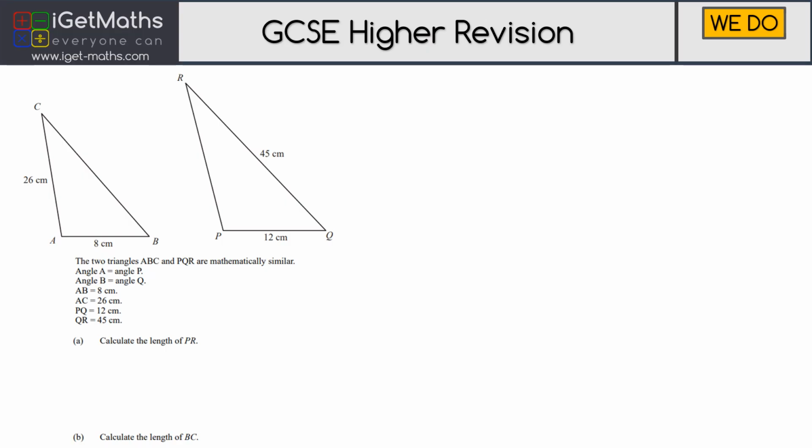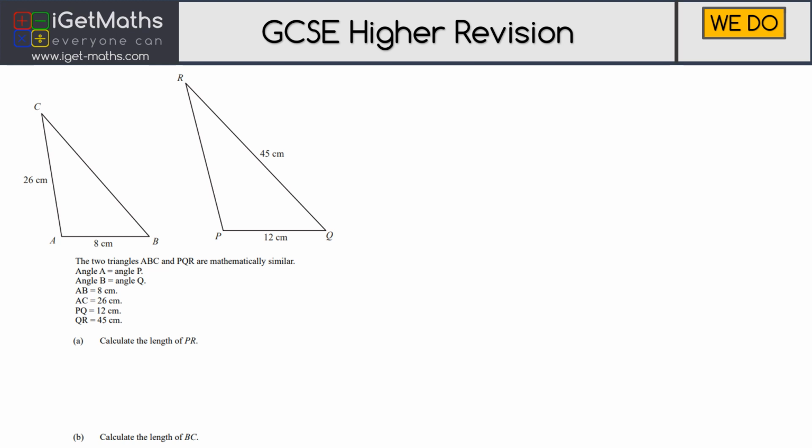Okay, so the two triangles ABC and PQR are mathematically similar. Angle A is equal to angle P and angle B is equal to angle Q. AB is 8, AC is 26, PQ is 12 and QR is 45. So as soon as you see the word mathematically similar, you know it's a similar shape question. So we need to calculate the length of PR.